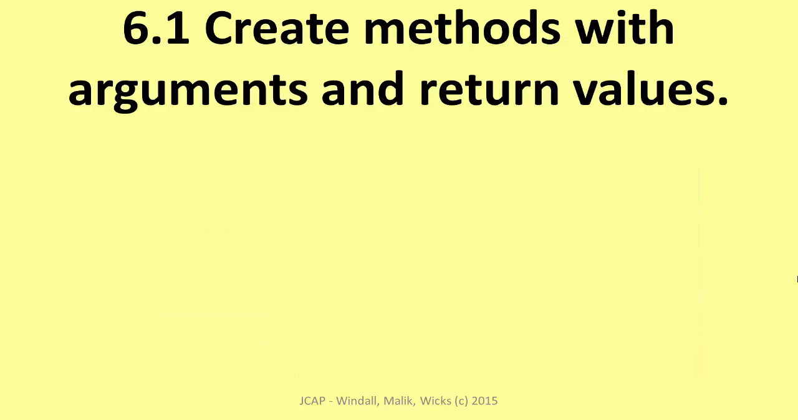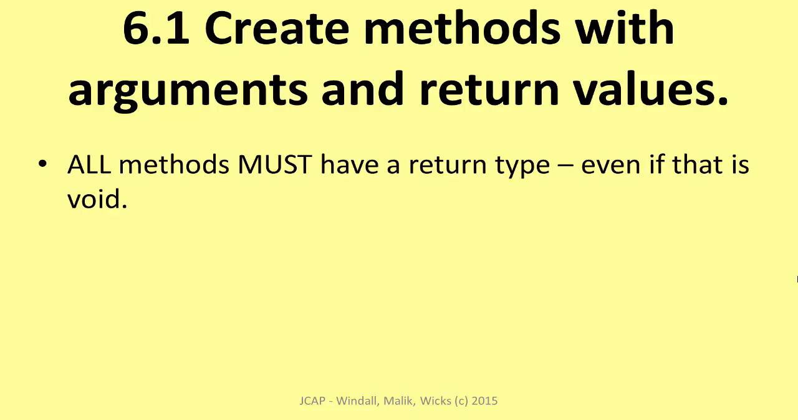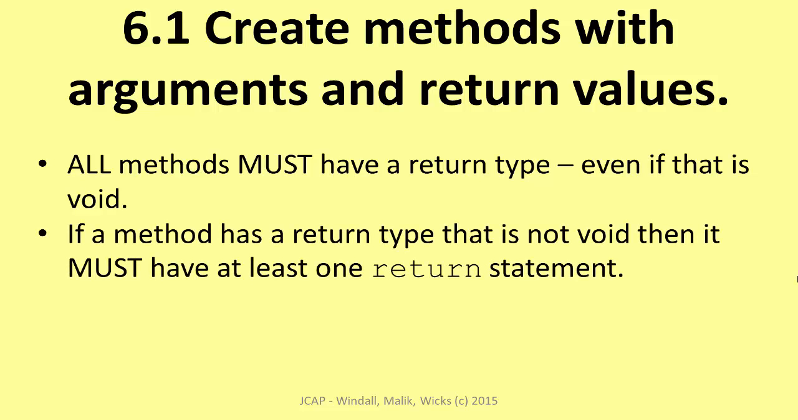Let's get to the first item. Create methods with arguments and return values. All methods must have a return type, even if that return type is void. If a method has a return type that's not void, then it must have at least one return statement. So if it's of type integer or string, you've got to have a return statement.